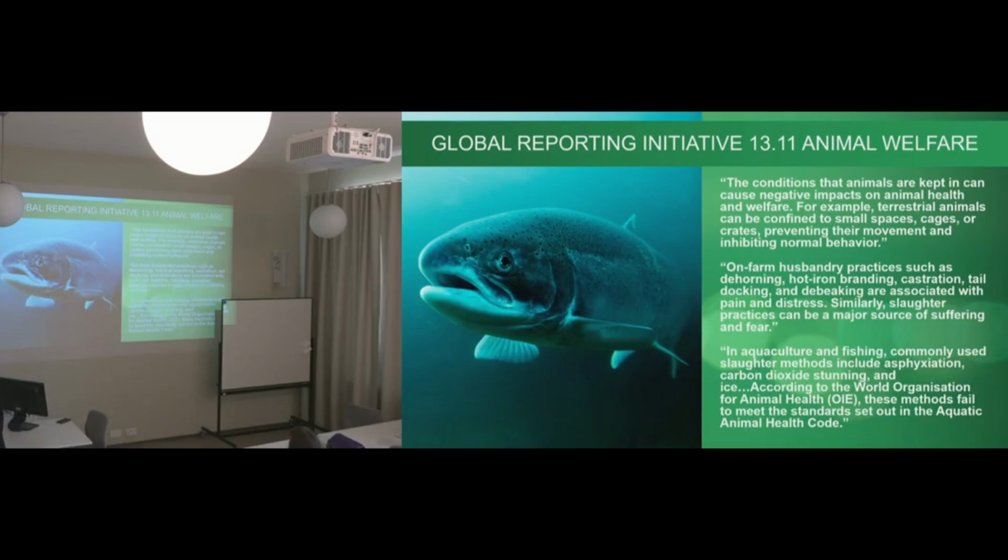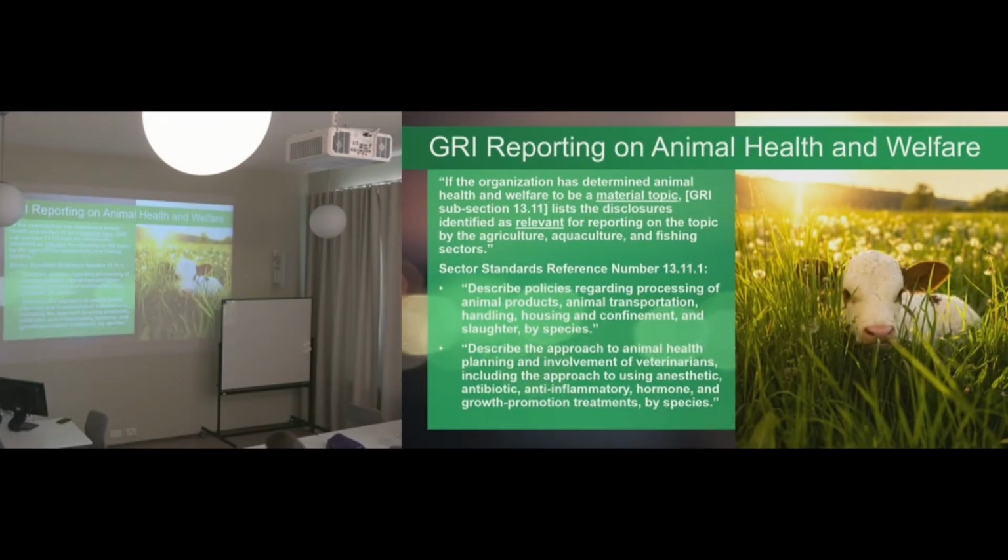These are just some great quotes out of the GRI 13.11. You can see there that it's looking at a lot of the things that concern us: dehorning, hot iron branding. It's recognizing that these things cause stress in animals, and so companies are going to have to report what they're doing and how they are keeping animals, their animal husbandry conditions.